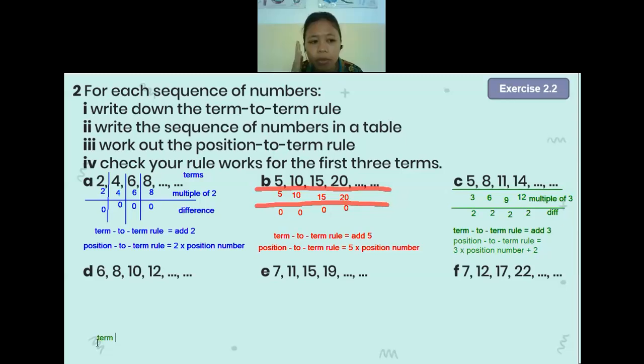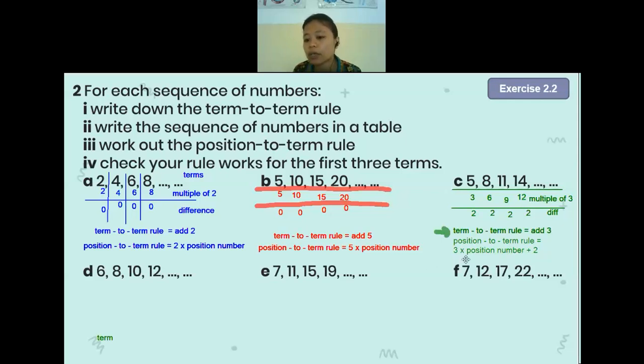If I could not hear, I do not understand. Okay, for the C, the term to term rule is plus 3, correct? That's why I write it in here. The term to term rule is plus 3, I already mentioned it. I read the term to term rule first, but I wrote it a bit at the down part because at the upper one I want to make a table.